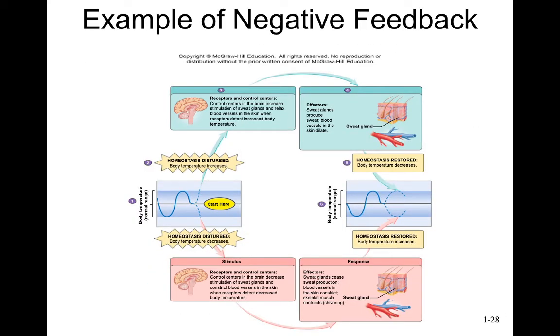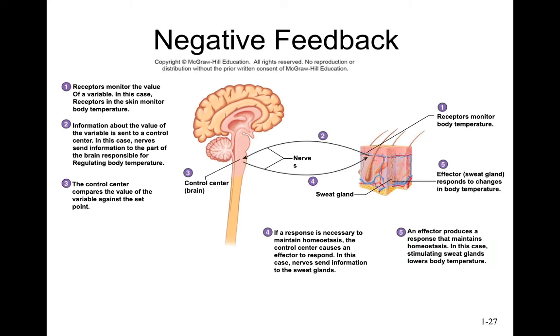So let's talk a little bit about body temperature, okay? Let's say that we get too hot. Well, the receptor is monitoring the value. In this case, this is going to be receptors in the skin monitoring our body temperature. So receptors in our skin feel that our skin is getting too hot. Usually these receptors are nerves or nerve cells. So we have temperature receptors in our skin that sense that we're getting too hot.